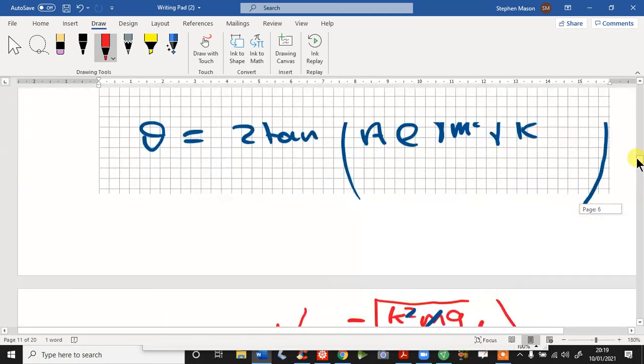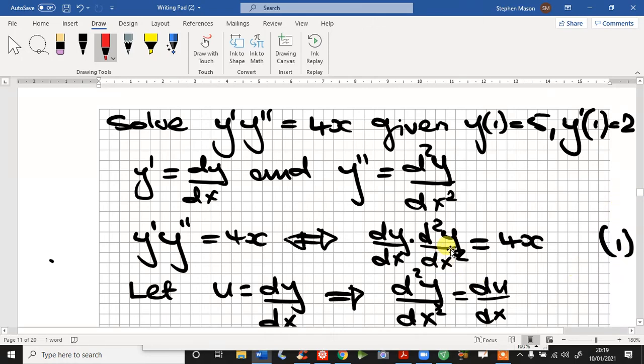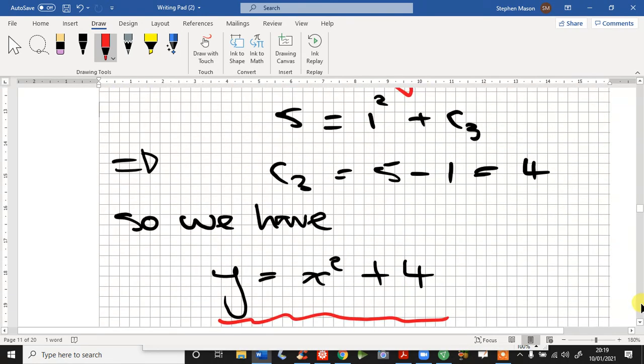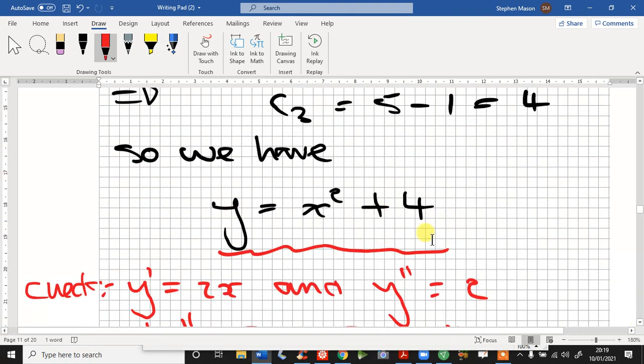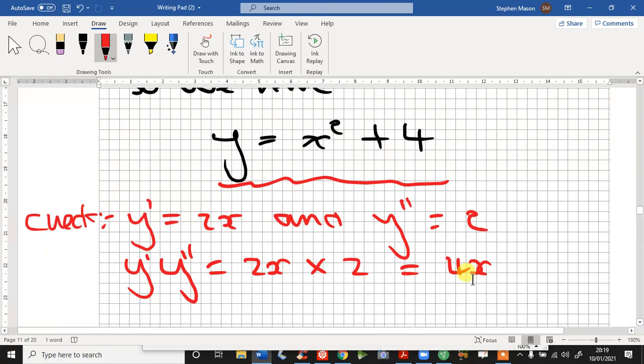And of course, we know that's right because, oops, I've gone back to some earlier working there. Let's just go down. Yeah, in equation 1, there we have y prime times y double prime equals 4x, and of course, we've just determined that that is the right solution because when we find both the derivatives of the solution, y equals x squared plus 4, and substitute them back into the left-hand side of equation 1, we find that the answer is 4x. So y equals x squared plus 4 is the correct solution.